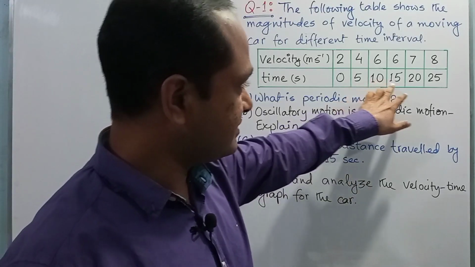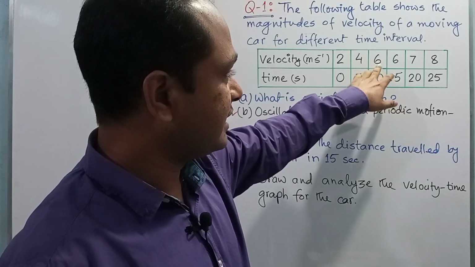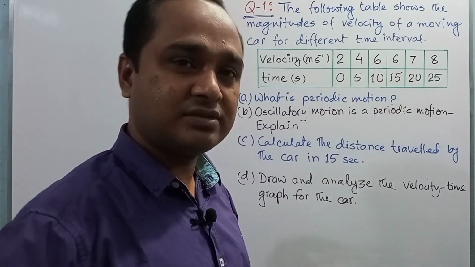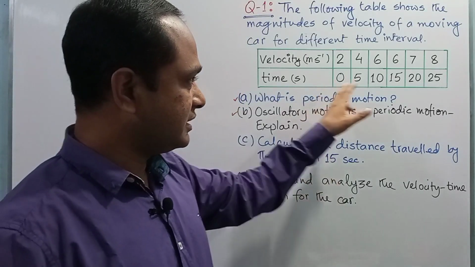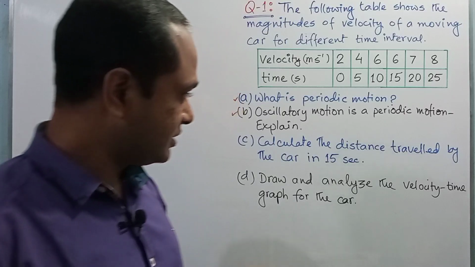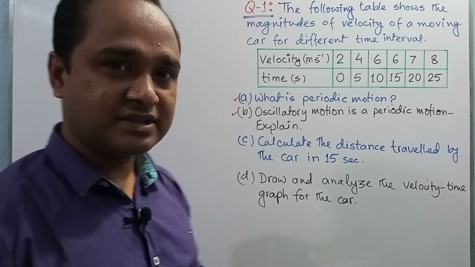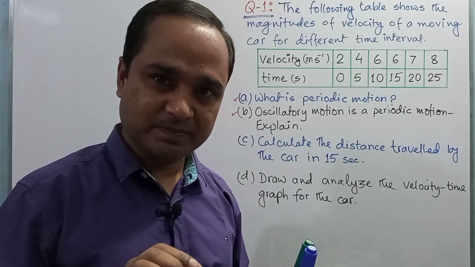And from 10 seconds to 15 seconds the body moves with uniform velocity. That is, at 10 seconds the velocity was 6, and at 15 seconds the velocity was also 6. So there are two types of motion in the first 15 seconds. So we have to calculate the distance traveled by the car in 15 seconds in two steps, right? Because there are two types of motion.